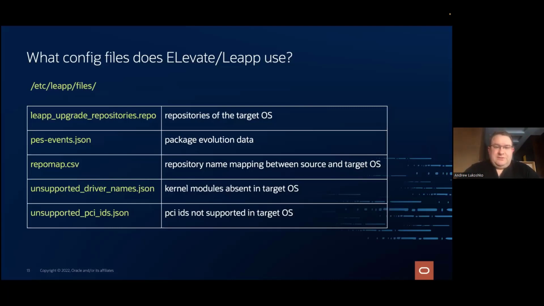The next slide will explain what it is. Also, we have repo map file. It shows you the mapping between old repo name in your source operating system and new repo name in your target operating system. And also we have 2 files for unsupported model names and unsupported PCI IDs in your target system that also will not allow you to migrate if it finds that you use some hardware that is not supported anymore.